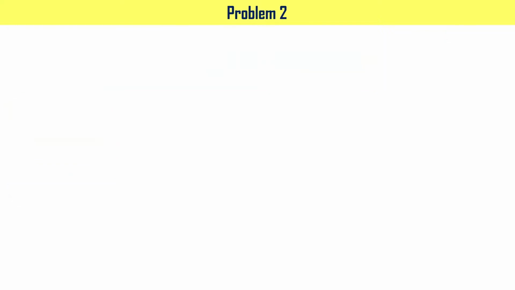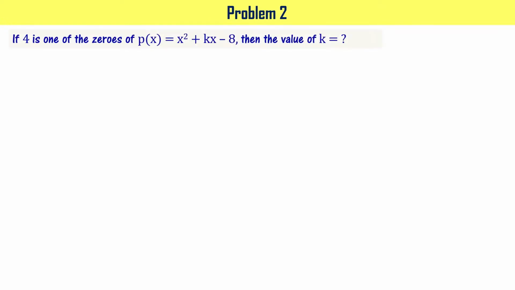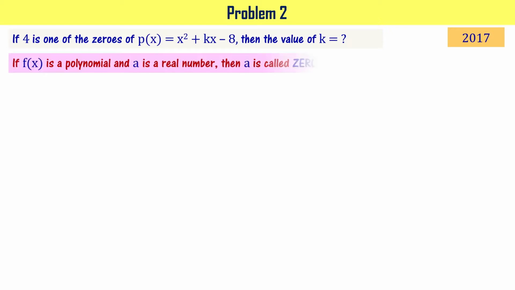Let's solve the next problem, that is, if 4 is one of the zeros of p of x equal to x square plus kx minus 8, then the value of k is what? We have to find that. It is from year 2017, Andhra State Board exam. We know that if f of x is a polynomial and a is a real number, then a is called 0 of f of x if and only if f of a equal to 0. It means if 4 is 0 of p of x, then p of 4 is going to be 0. That is the whole idea.